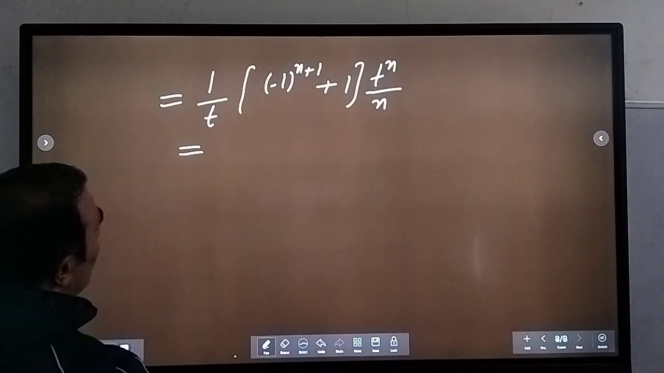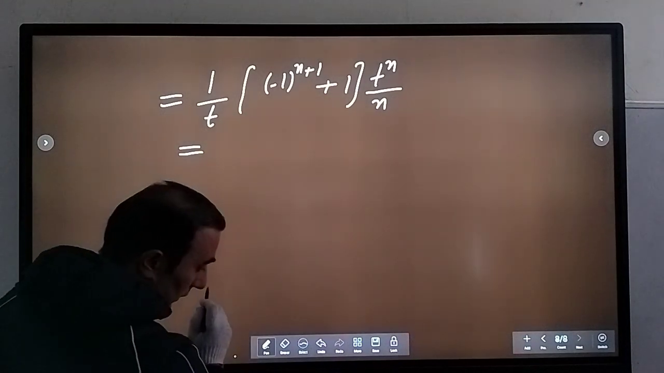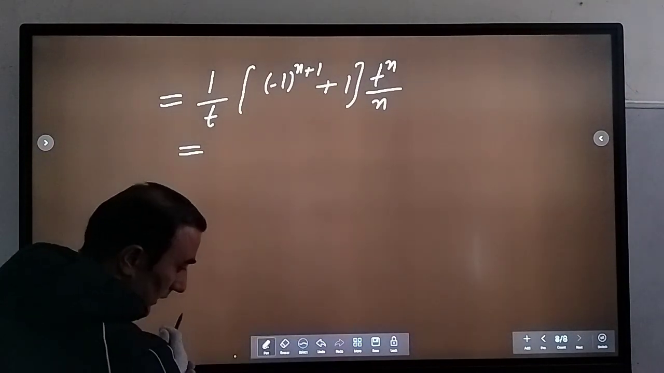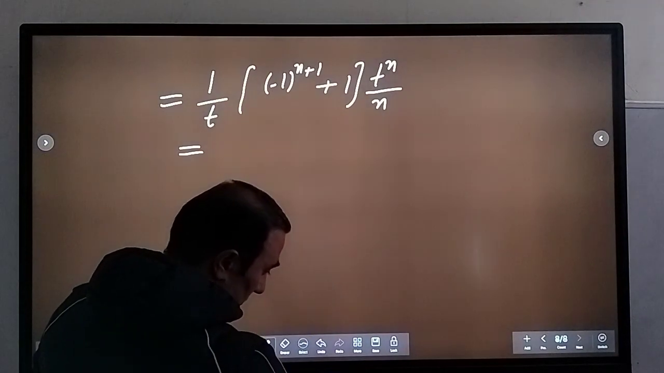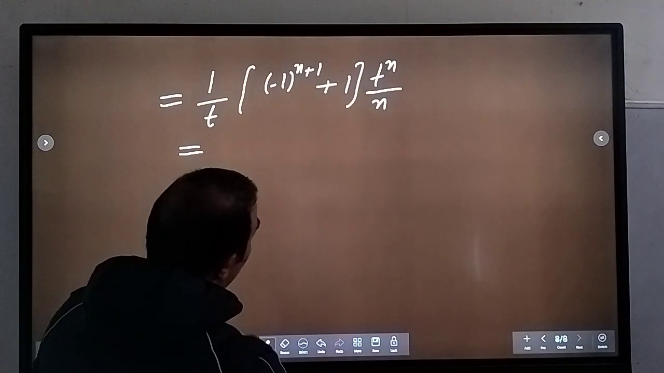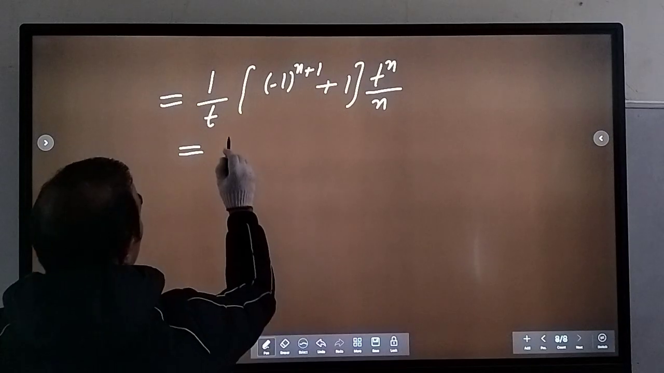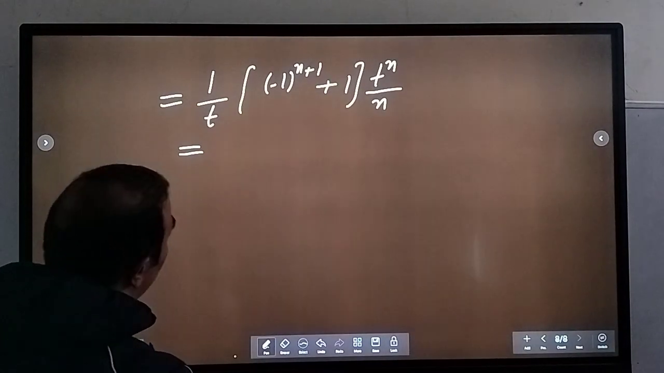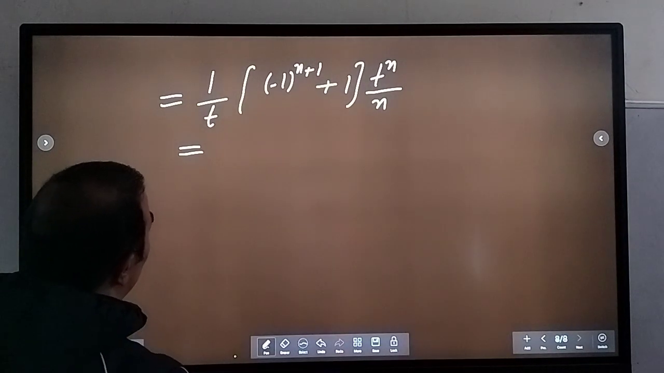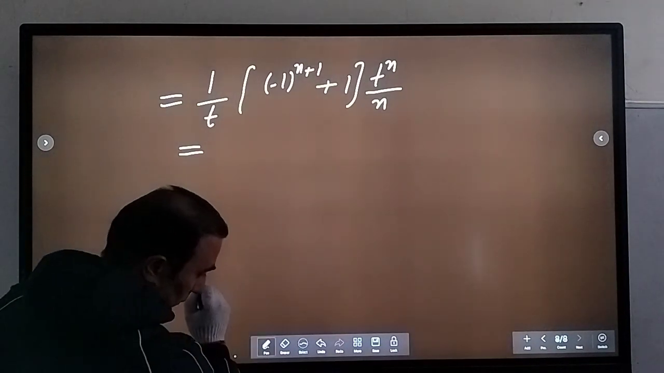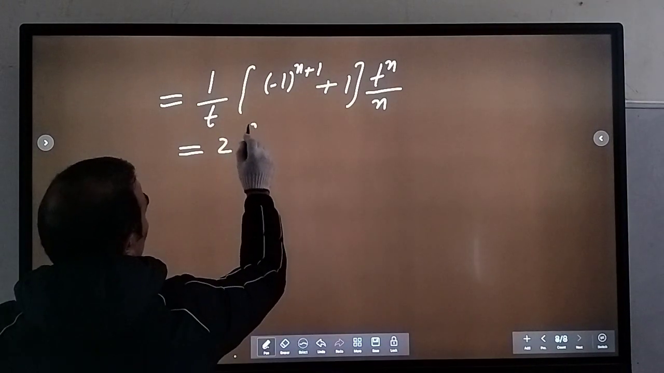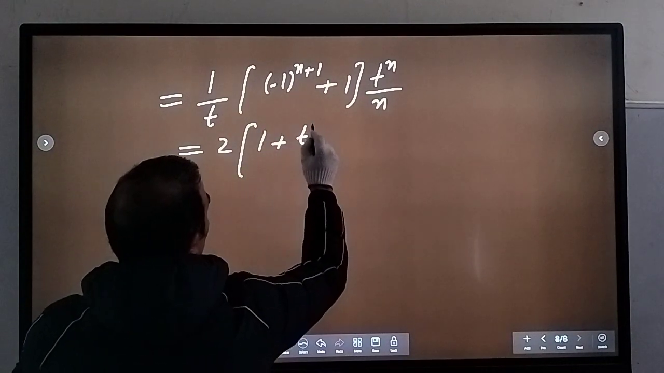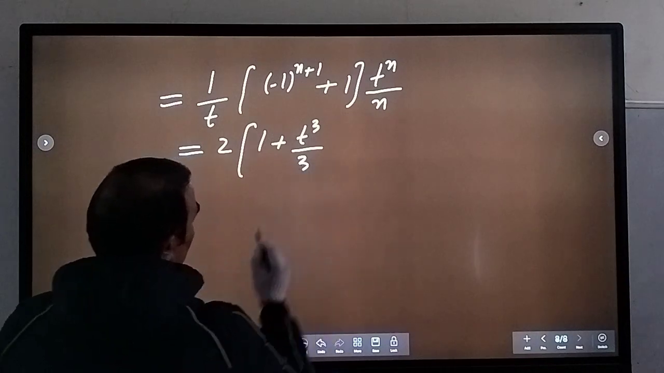Okay. So this will be equal to 1 by t, or you can write that t raised power n minus 1 n plus 1. So this will be equal to t raised power n. Okay, so this will be equal to t raised power n plus 1. Okay, so you expand that. So this will be equal to 2 into, so that is 1 plus t cube by 3.